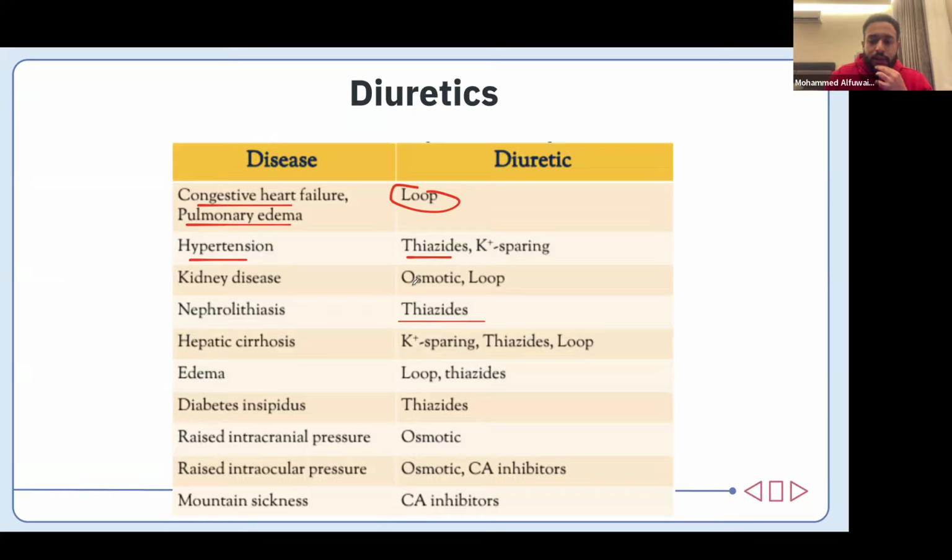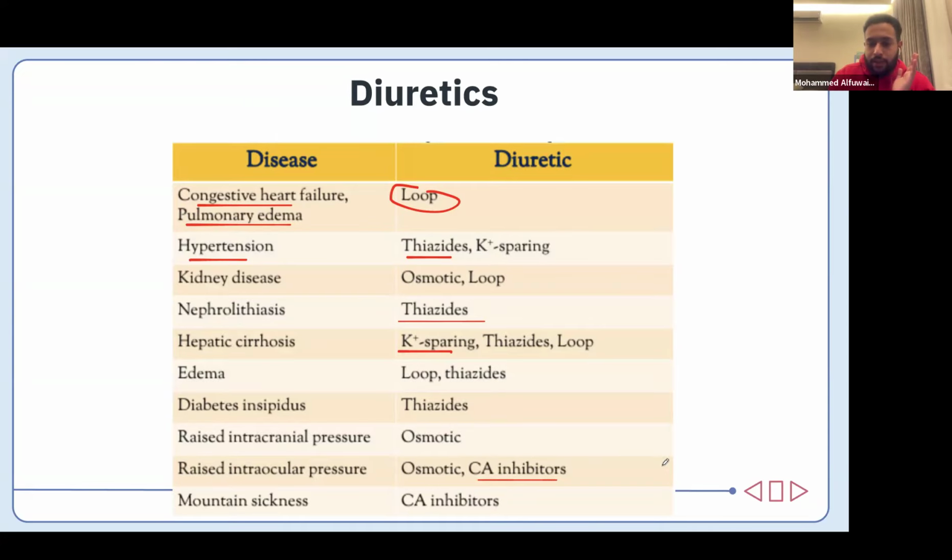The osmotic ones are, for example, mannitol. Hepatic cirrhosis, you'll understand why exactly we use spironolactone when we talk about it in GI. Edema, loop. Diabetes insipidus, thiazides, which I mentioned, osmotic or carbonic anhydrase inhibitors.